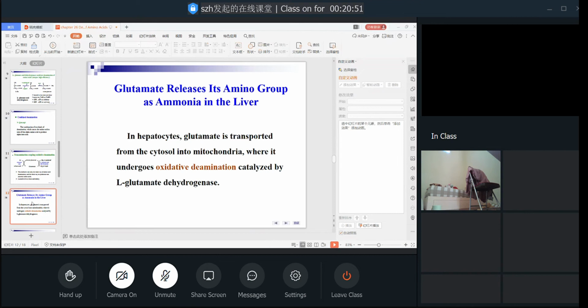Glutamate releases the amino group as ammonia in the liver. Maybe students think, wow, here it mainly releases ammonia. At other locations, what kind of trouble? For example, deamination in the brain produces ammonia and at times makes nervous system toxicity.